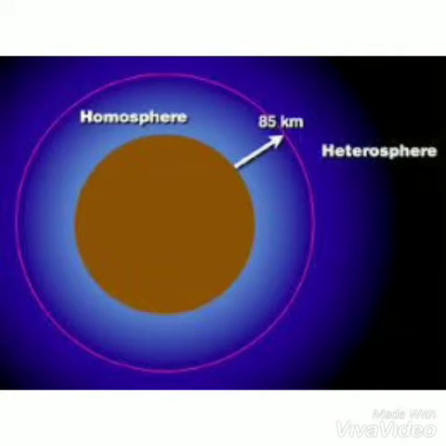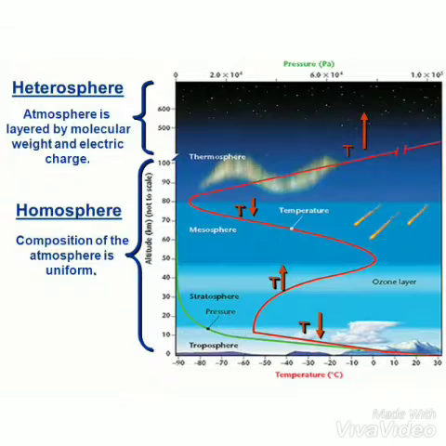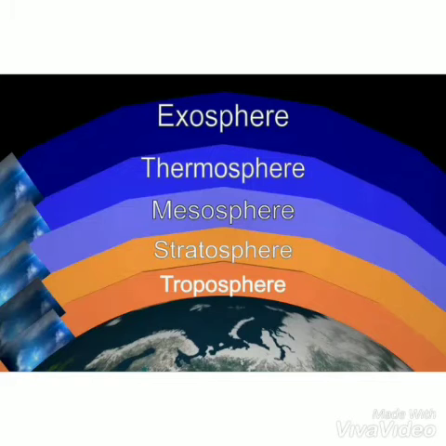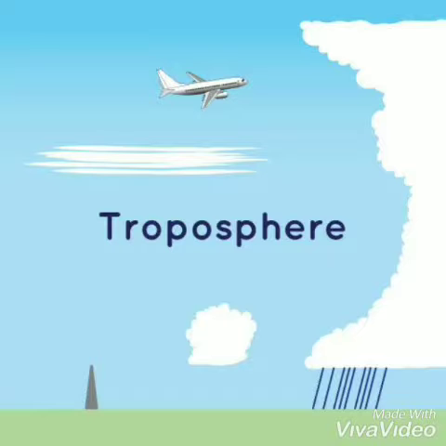Based on the temperature at different levels, the atmosphere can be divided into different layers. They are troposphere, stratosphere, mesosphere and thermosphere. Each layer of the atmosphere has its own indigenous characteristics. Now let us look at the indigenous characteristics of each layer of the atmosphere.